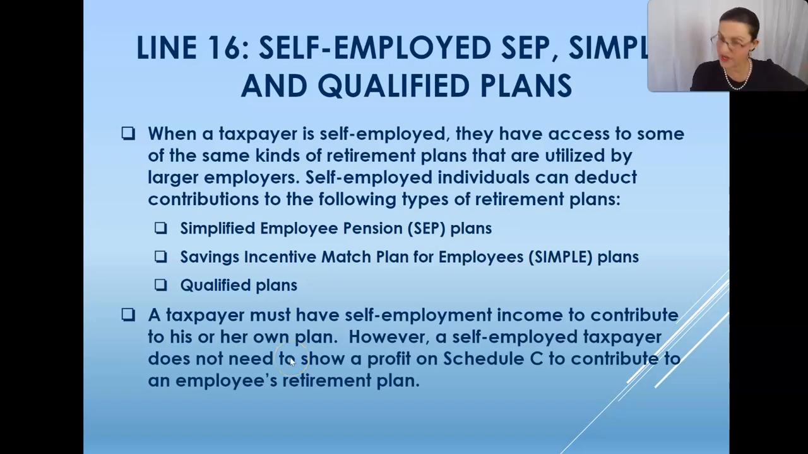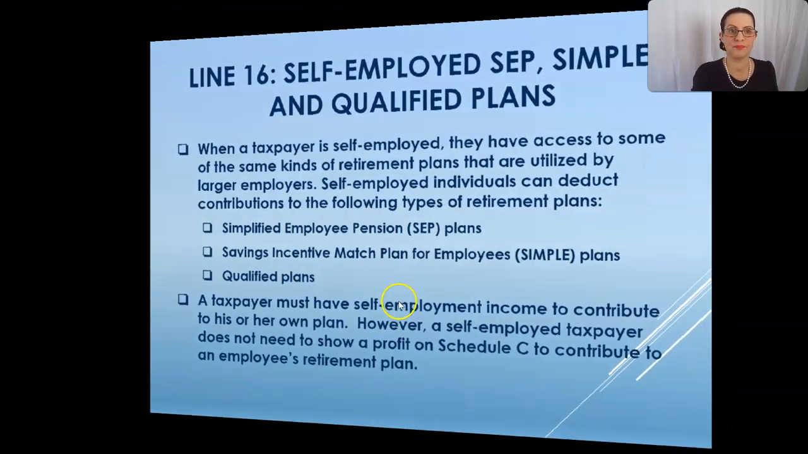And it can create a business loss, like a net operating loss for your business for that year. And that's okay. Just like you can deduct wages for an employee and it will create a loss for your business. That's fine. But you have to show profit on the Schedule C if you're self-employed if you want to contribute to your own retirement plan.